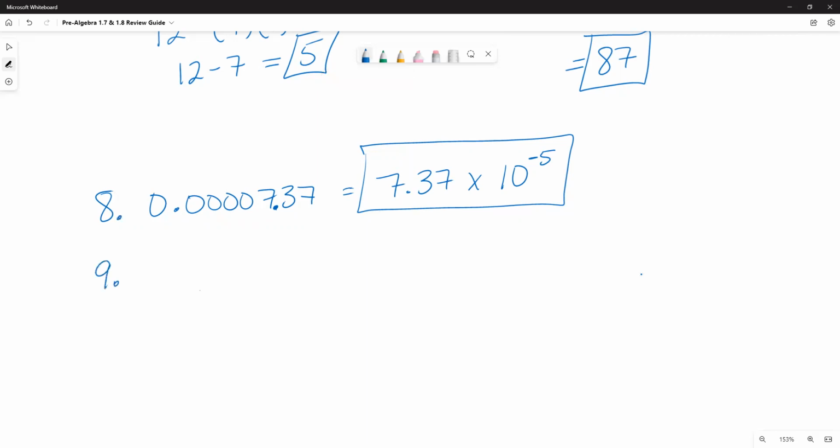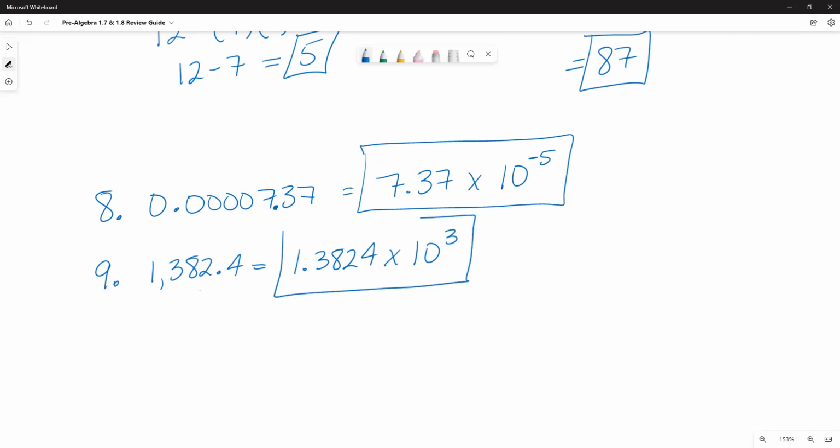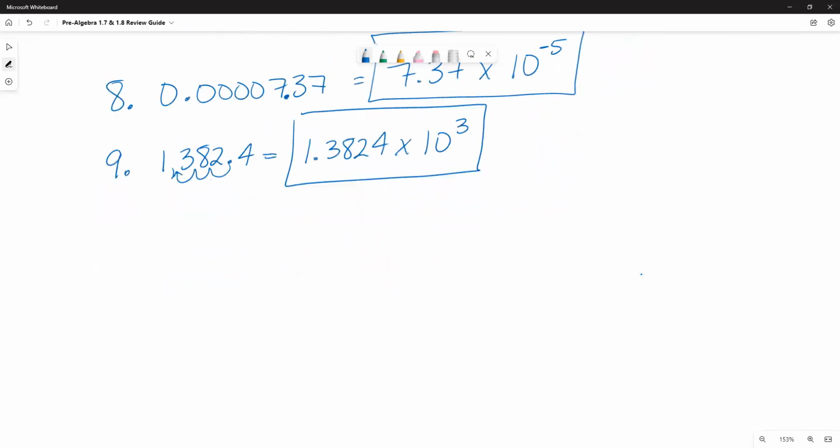All right, Isaiah, number 9, we have 1,382.4 equals 1.3824 times 10 to what power? The third power. So we already have a decimal place, so we're just moving it 3 places to the left. And we have a number in the thousands, 1,382.4. So our exponent must be positive.